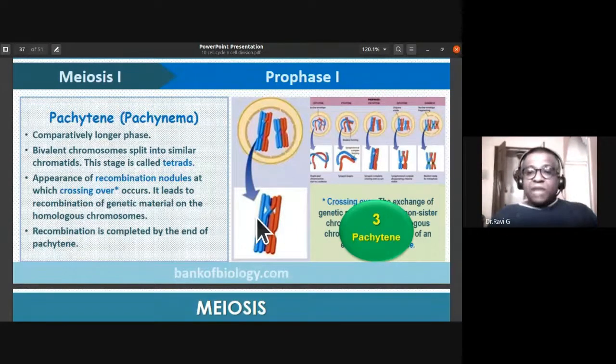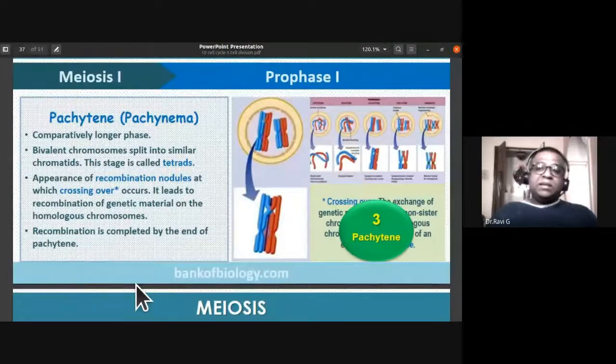See, the same chromosome having these chromatids, we call them sister chromatids. One of these blue colored chromatids and one of these red colored chromatids of the homologous pair, we call non-sister chromatids. This crossing over occurs always between the non-sister chromatids, and it leads to genetic recombination of genes from paternal to maternal chromosomes and maternal to paternal. Genetic recombination is completed by the end of the pachytene stage.